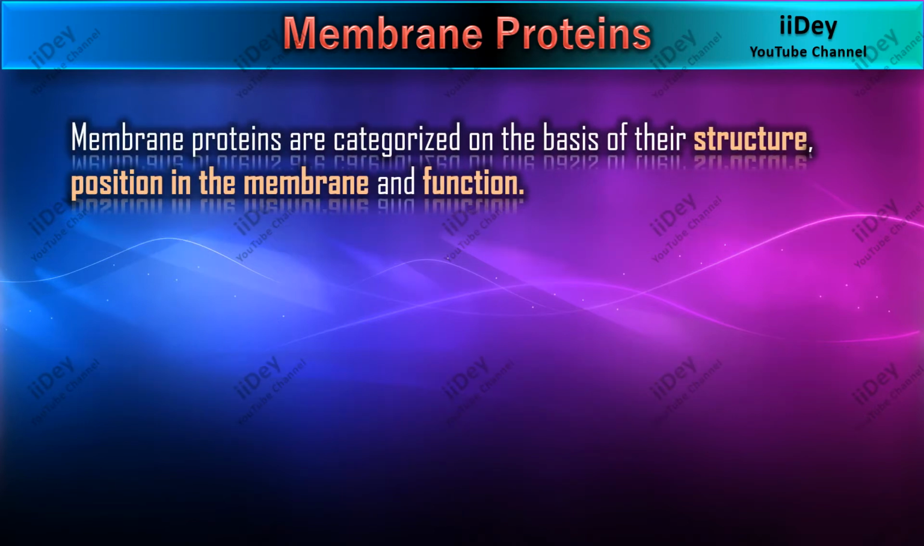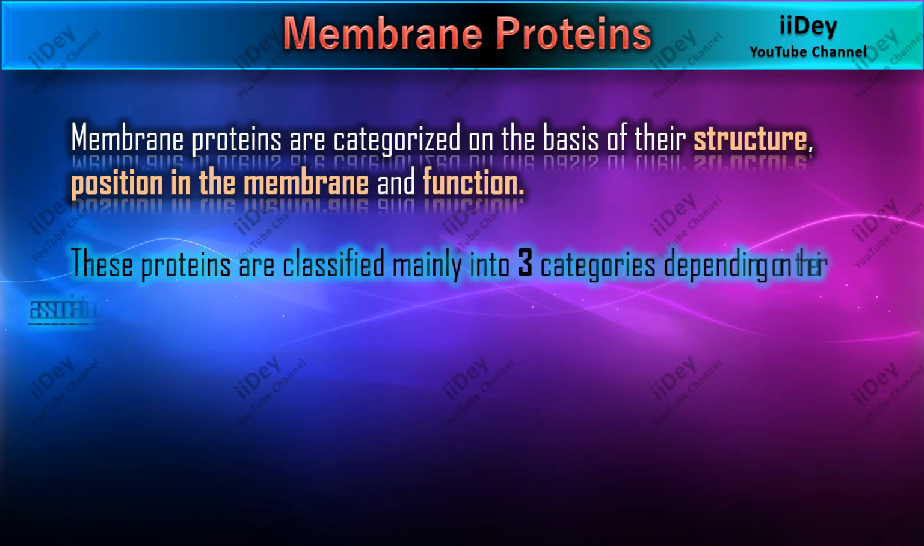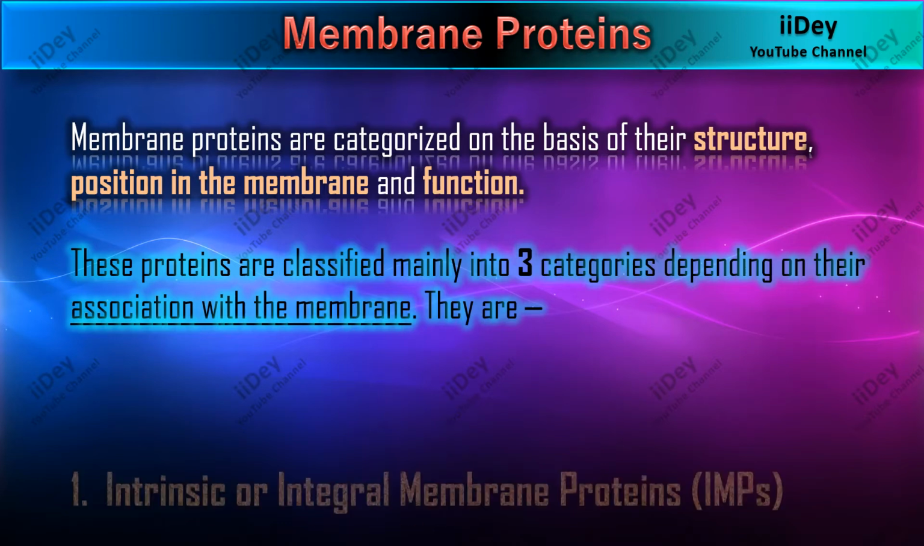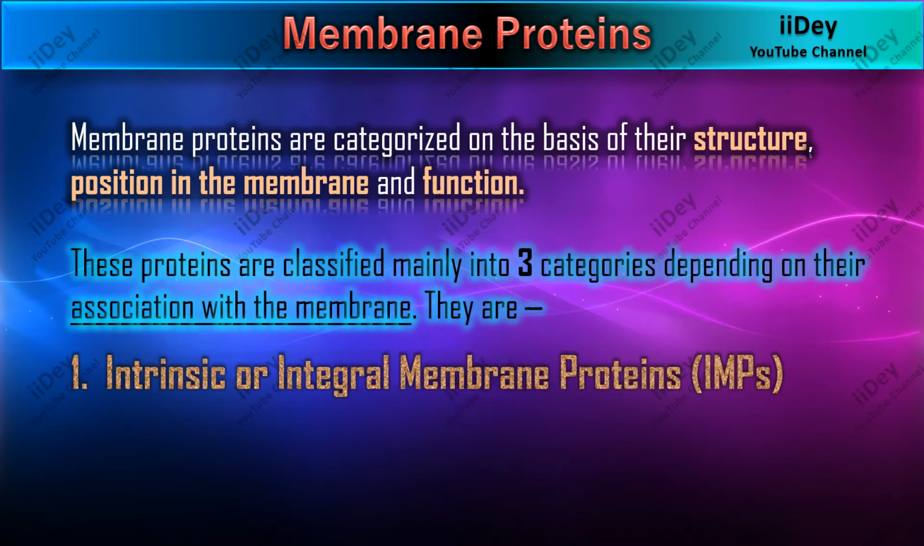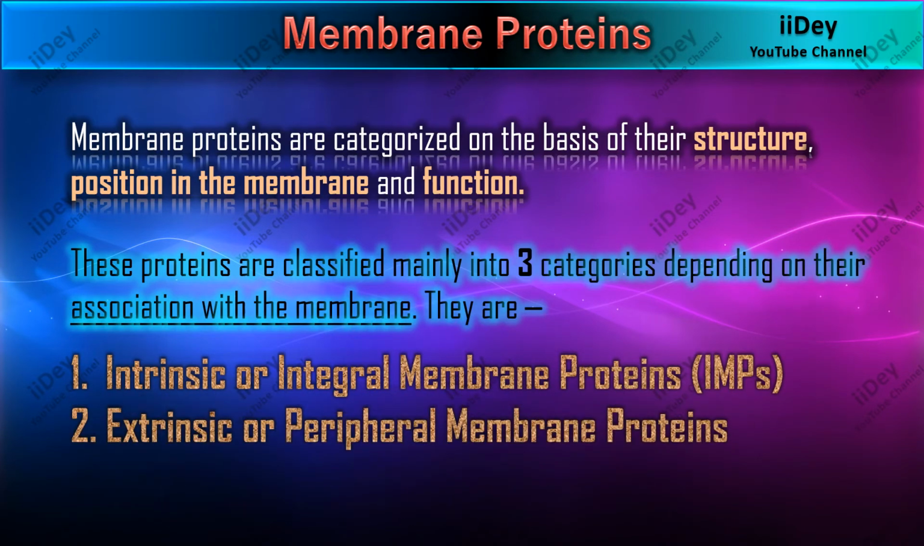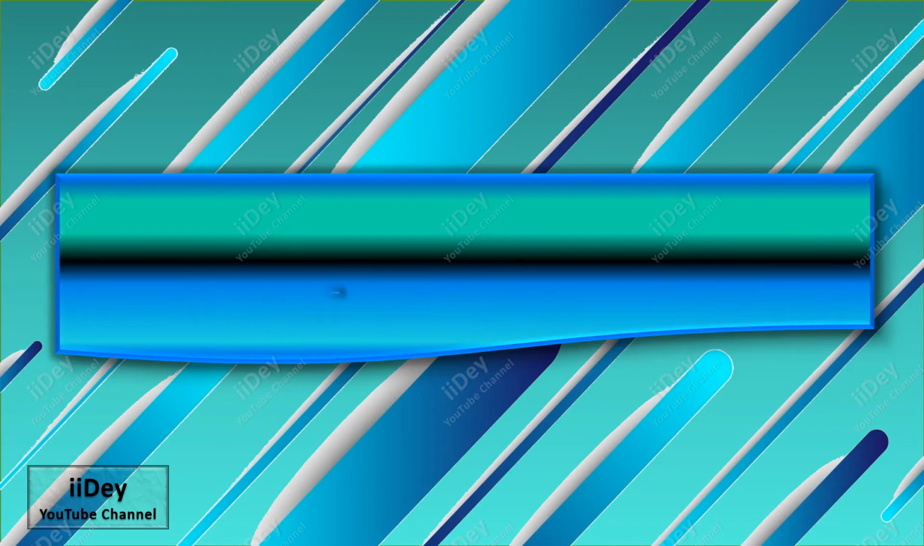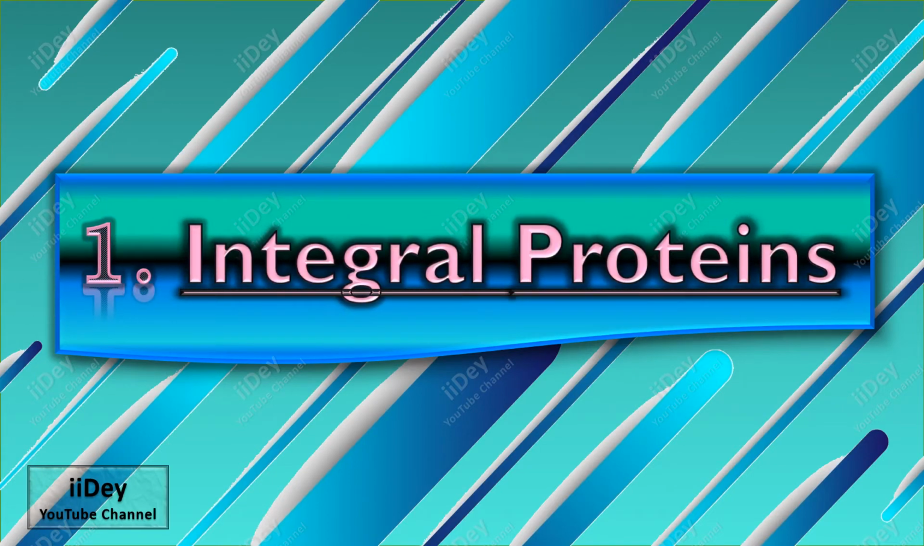Membrane proteins are categorized on the basis of their structure, position in the membrane, and function. These proteins are classified mainly into three categories depending on their association with the membrane. They are intrinsic or integral membrane proteins, extrinsic or peripheral membrane proteins, and lipid-anchored proteins. Now we are discussing these three types of protein. So number 1. Integral proteins.